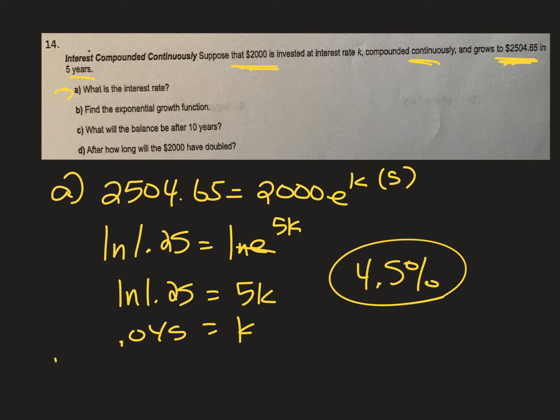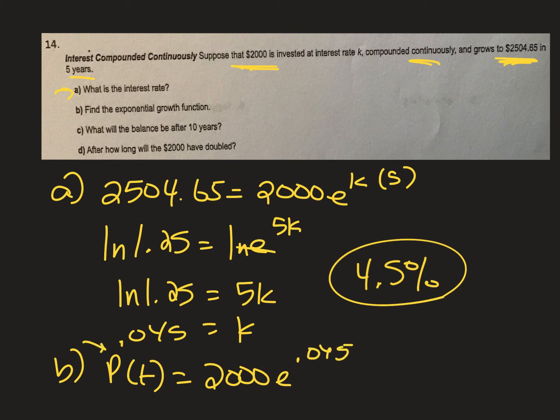All right, part B, all it asks you for is what is the growth function. When it asks you for a growth function, it always wants you to write P of T, the initial amount, E. It wants you to put your K in there, which is 0.045, but because it's P of T, they want you to leave the T in there. Okay, that's the function. That's the function right there.